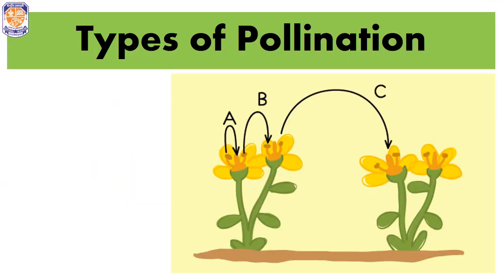Now the types of pollination. There are basically two types of pollination. First is self-pollination. Here in the picture you can see it is written A and B.